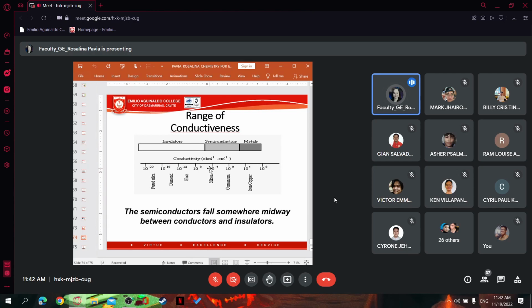Sa semiconductors, it will be 10 to the negative 4 to 10 raised to 0. And for metals, which are the best conductor of electricity, we have 10 to the 4 to 10 to the 8 per ohm per centimeter.